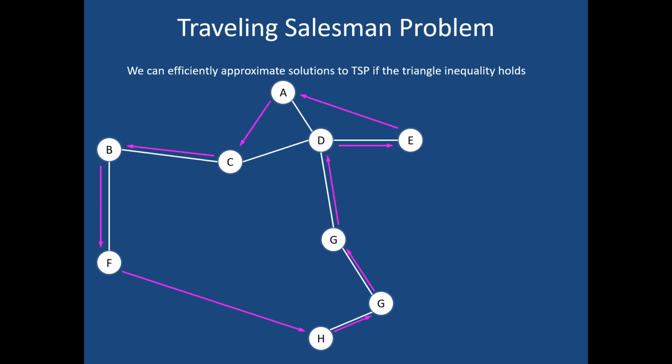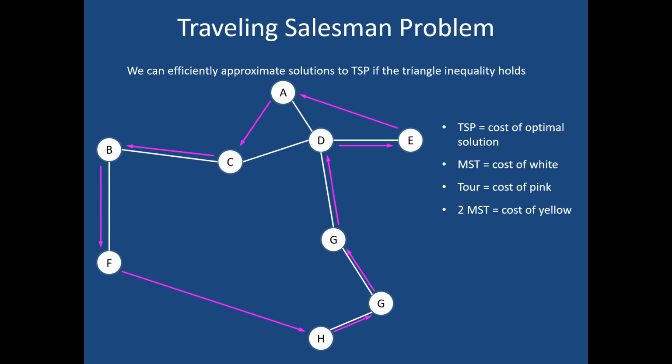Okay, so let's see how close an approximation this is. So let TSP be the cost of the optimal solution. We don't know what the optimal solution is, so just let TSP stand for that. MST is the cost of the minimum spanning tree. So the white edge is there, so MST is the sum of the weight of the white edges. We'll let the pink tour that we found, is that pink or purple? Oh well, anyway. Tour is the cost of the pink.